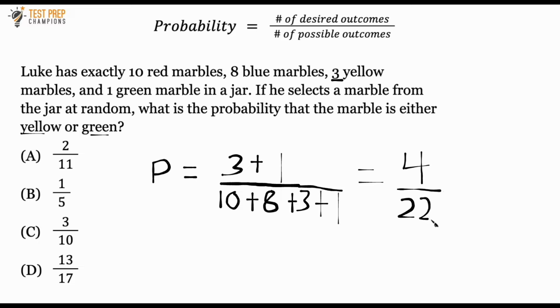So on the test, if you ever get a fraction and you look over at the answer choices and you don't see it, don't panic because you might have to reduce that fraction. And in this case, if we reduce this fraction, we've got 4 over 22, we'll get A as the answer because 4 over 22 reduces to 2 over 11. Right? Because if we divide 4 by 2, we get 2. If we divide 22 by 2, we get 11. So 4 over 22 reduces to 2 over 11. A is the correct answer here.